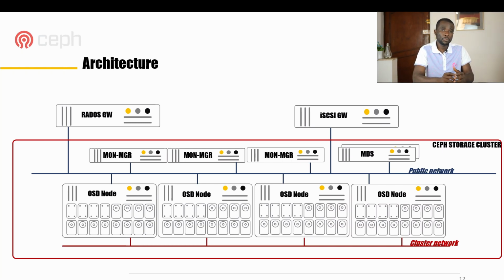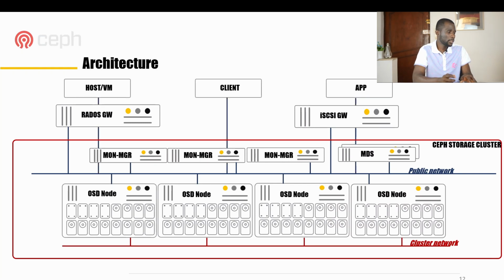And through the public network again, your client could be connected in order to retrieve or to set the different data inside your cluster. So your client should be connected on the public network, and the metadata server and the monitor server will be connected, and also the OSD node server should be connected on the public network. And only the OSD should be connected on 2 networks, the public and the cluster networks.